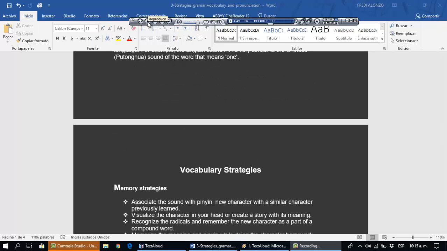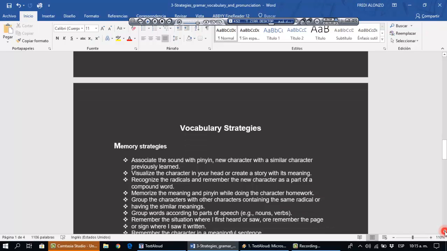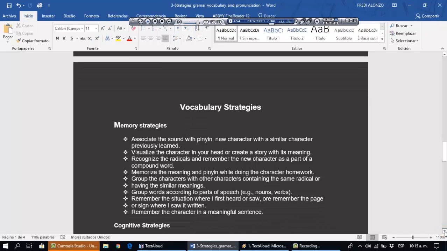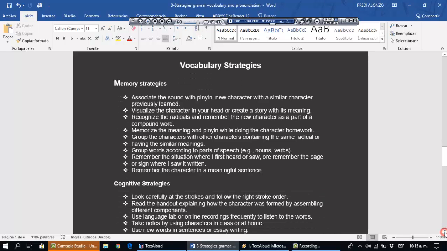Vocabulary strategies. Memory strategies. Associate the sound with pinyin, new character with a similar character previously learned. Visualize the character in your head or create a story with its meaning. Recognize the radicals and remember the new character as a part of a compound word. Memorize the meaning and pinyin while doing the character homework. Group the characters with other characters containing the same radical or having similar meanings.